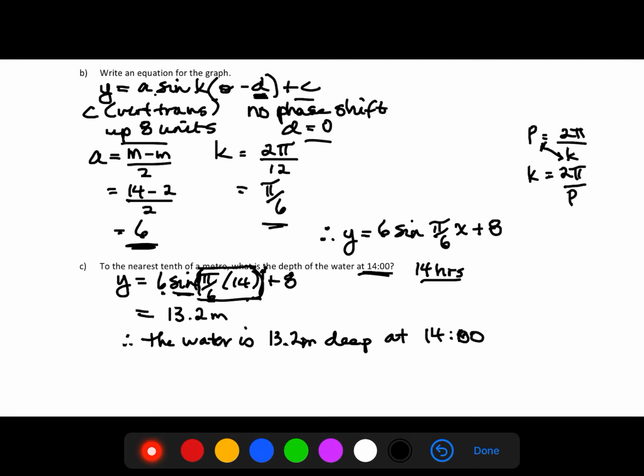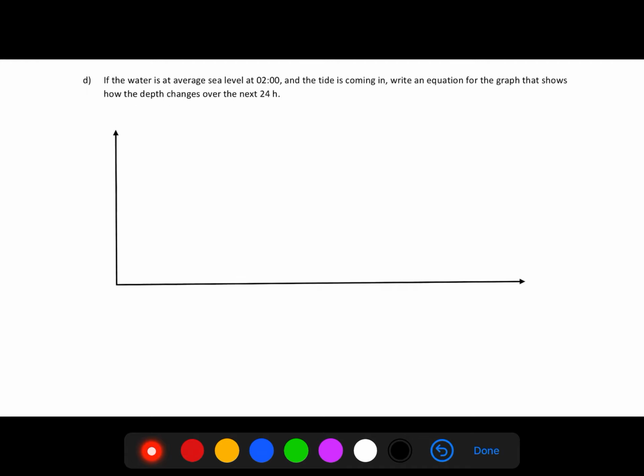is 13.2 meters deep at 1400 hours. And remember that that makes sense because it hits its maximum at noon. So just after noon, it should be just below that maximum of 14 meters. So we always want to think about, does our answer make sense to what we have drawn as well?